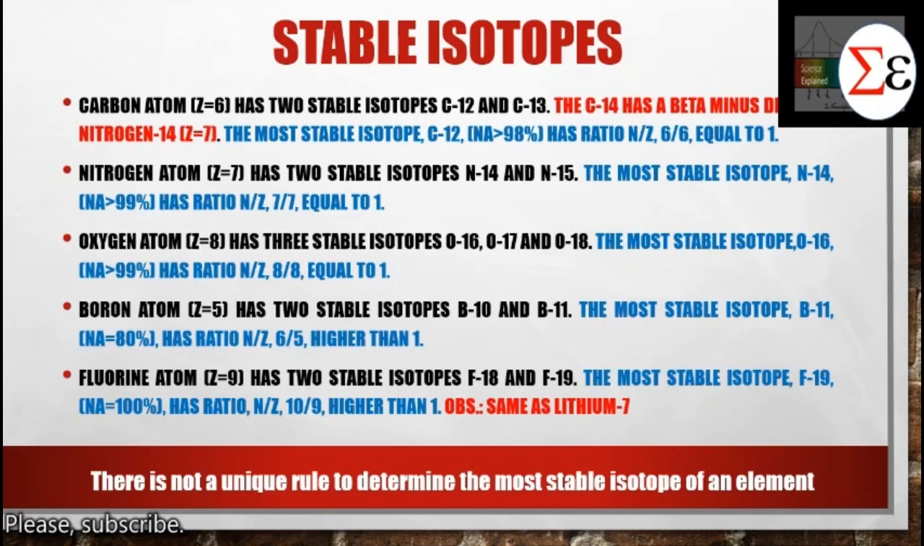Fluorine as well, Z9, has two stable isotopes, F18 and F19. The most stable isotope is F19, and it has nearly 100% of natural abundance. Its ratio N over Z is 10 over 9, which is higher than 1. The same occurs for lithium-7. So there is not a unique rule to determine the most stable isotope of an element.